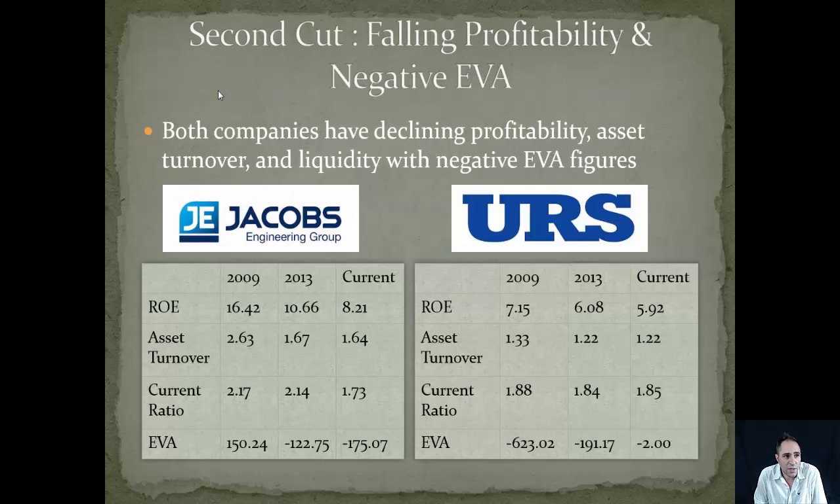My second cut, I eliminated 2 other companies, Jacobs Engineering and URS. Both these companies had declining profitability, asset turnover, and liquidity, and they had negative economic value added figures. As you can see on the slide, the return on equity for both companies has declined, asset turnover has declined, current ratio is showing declines as well.